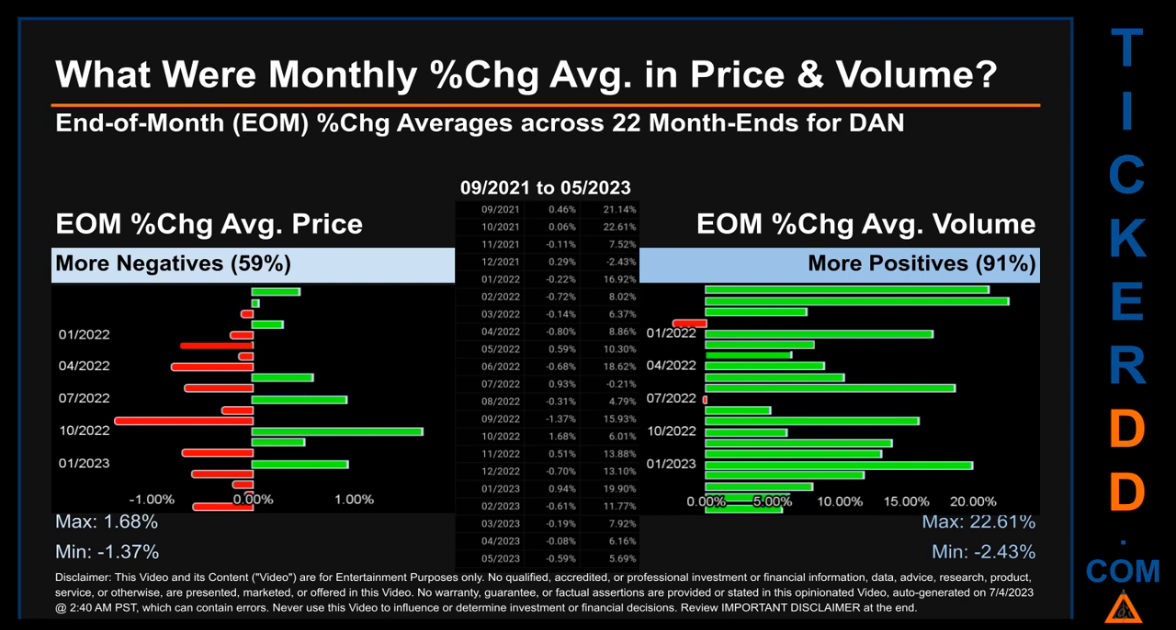Price saw an end-of-month max of 1.68% in average percentage change along with a minimum of -1.37%. For volume, the maximum and the minimum monthly percentage change were respectively 22.61% and -2.43%.